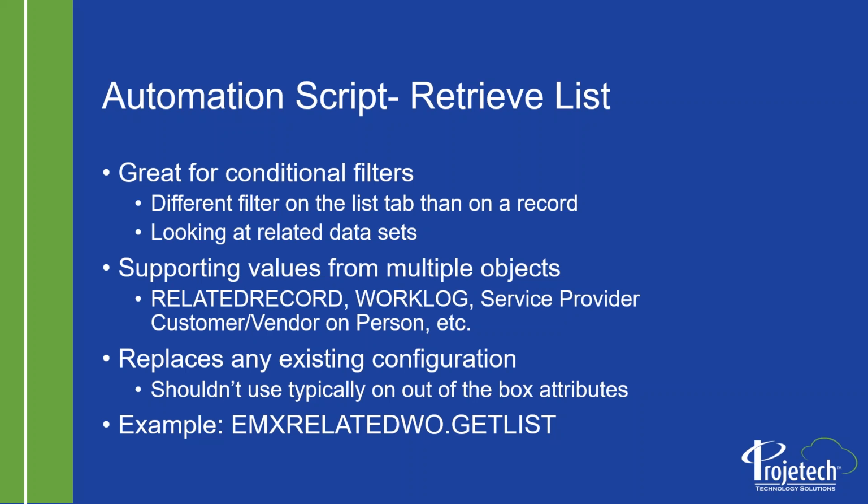Key thing to be aware of is it replaces existing configuration. And what I mean by that is you really need to be careful when you use this on out-of-the-box attributes. You can't just put an if statement and try to restrict it only to certain things. It will replace the configuration, which means that if you try to do this on work order asset number, your filter needs to be able to work completely. Otherwise, whatever they try to do in the out-of-the-box asset lookup would be an issue.